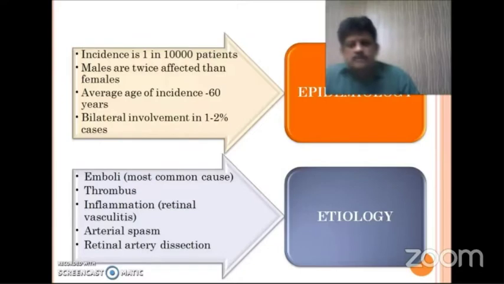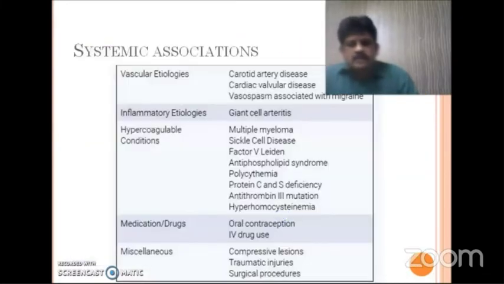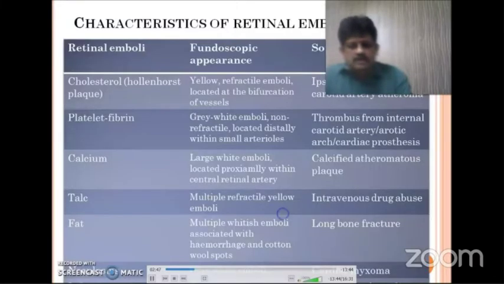Regarding etiology, emboli are the most common cause, and other causes are thrombus, inflammation, arterial spasm, and retinal artery dissection. Systemic associations with arterial occlusions are carotid artery disease, cardiac valvular disease, vasospasm, GCA, and hypercoagulable conditions like multiple myeloma, sickle cell disease, polycythemia, and protein C and S deficiency, and drugs like oral contraceptives and IV drug use. Miscellaneous causes are compressive lesions, trauma, and surgical procedures.